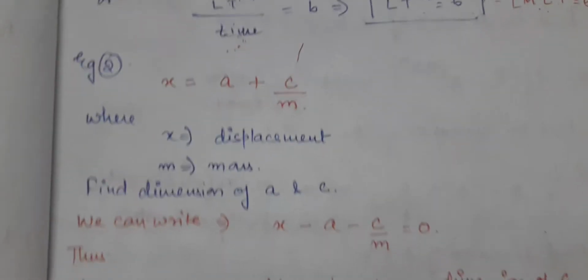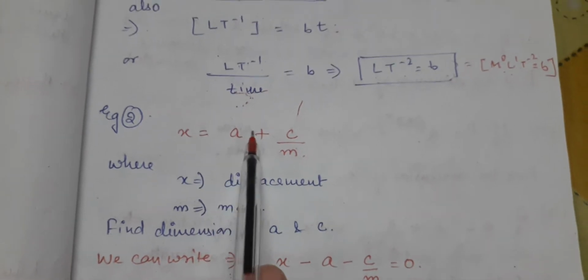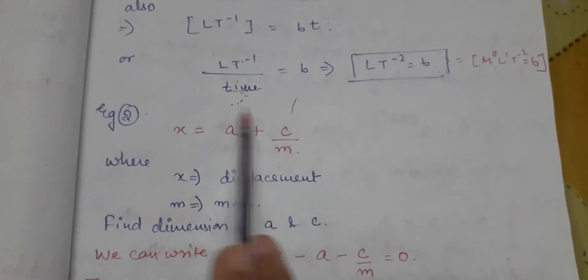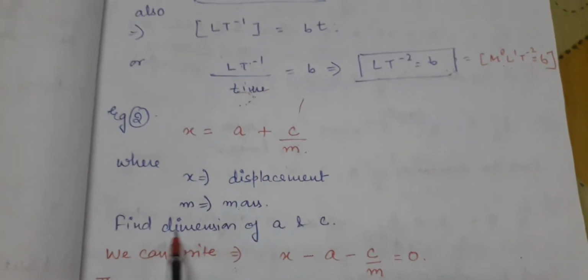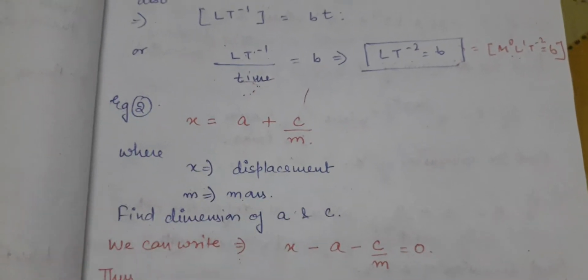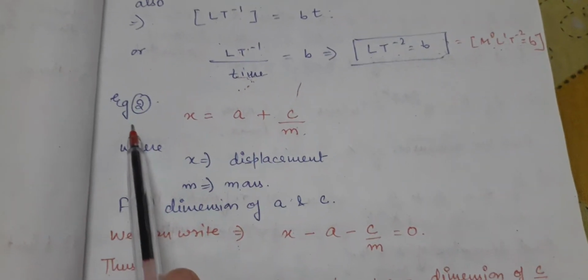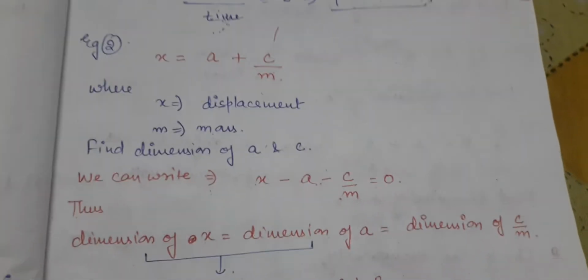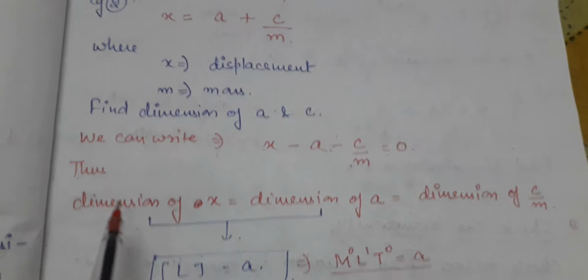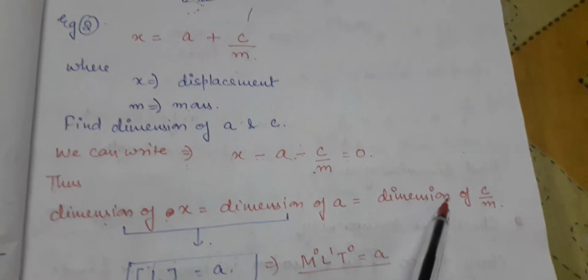Now the next question. Suppose the question given is x = a + c/m. This is any random equation you have been given, where x is the displacement and m is the mass. You have to find the dimensions of a and c. Now the same procedure we will follow. We will bring all the physical quantities to one side, means we can write x - a - c/m = 0. Thus, what does the principle of homogeneity say? Since we are subtracting, the dimension of x is equal to the dimension of a is equal to the dimension of c/m.